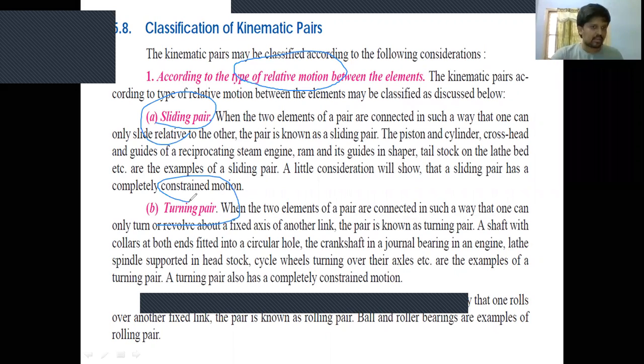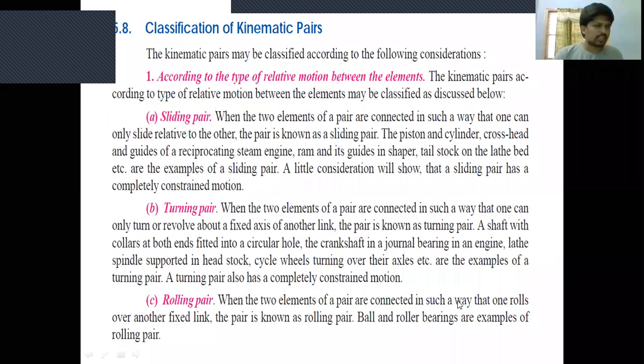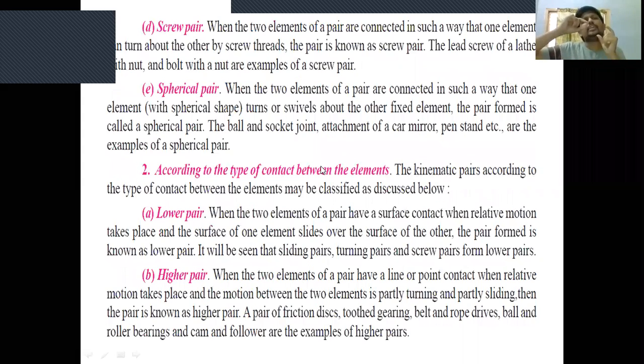We define it as turning. Rolling is something else, right? You take a road roller, or a simple pencil or pen rolling on a table, it is rolling. Okay. Screw pair. Take a screw and a nut. We'll have some helical form of movement. We define it as a screw pair.